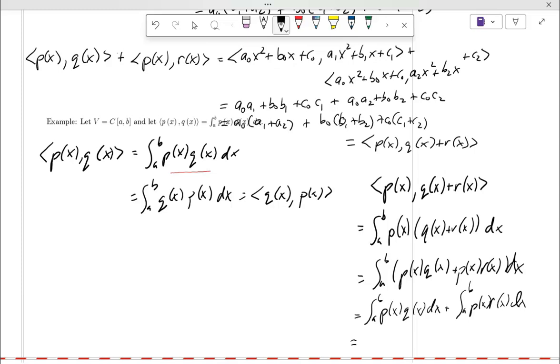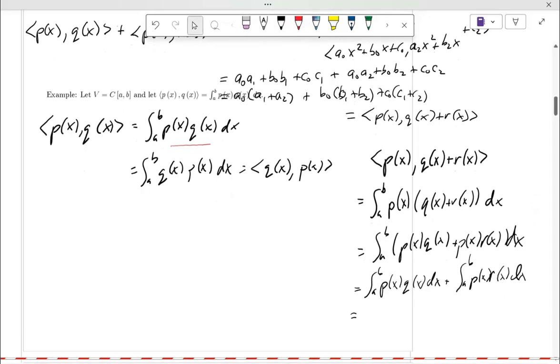First one, by the definition that we came up with, what do we recognize the first one as? Yeah, that's the inner product of P of X and Q of X, and the other one is... So that shows that it satisfies that second property. The third property would be similar.